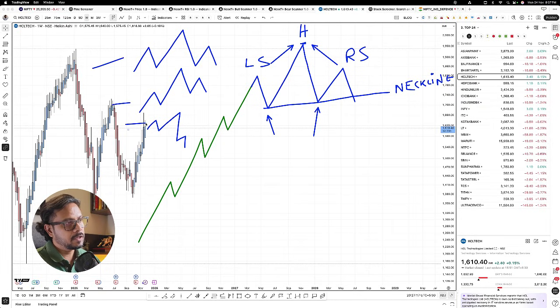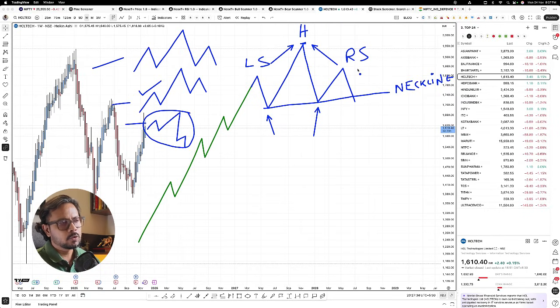Out of these 3, the third one is the most potent. The third one is the most reliable, but it's rare also. Most of the time you will find the second one, the majority of the time. They can also be reliable, it all depends on price action.